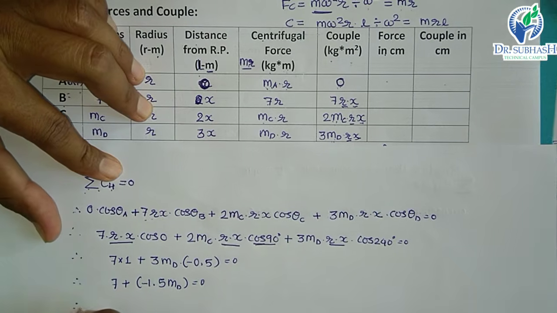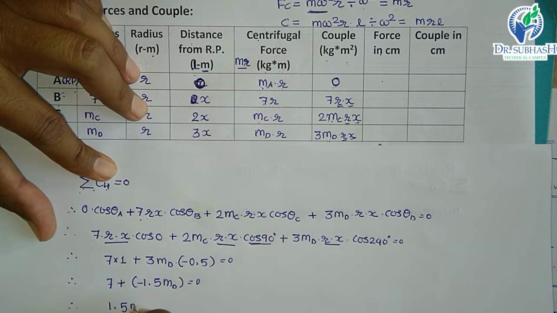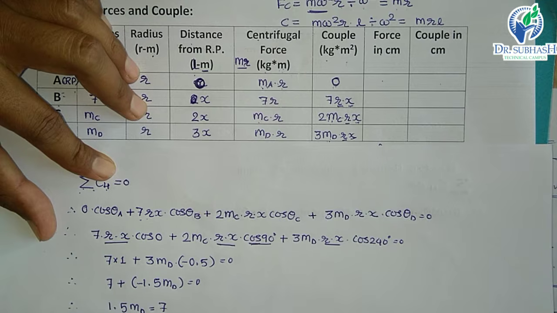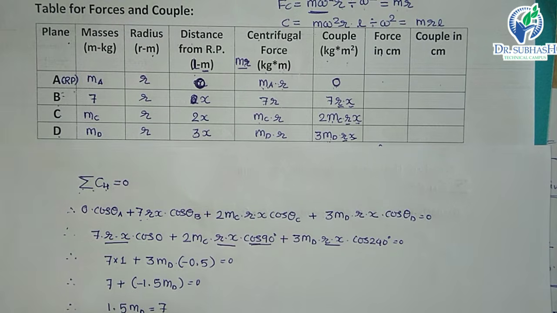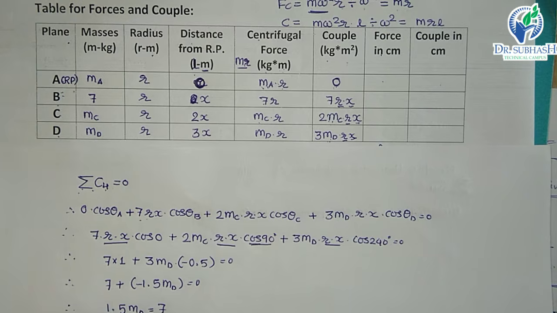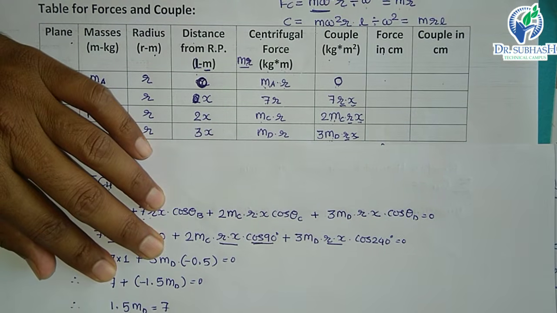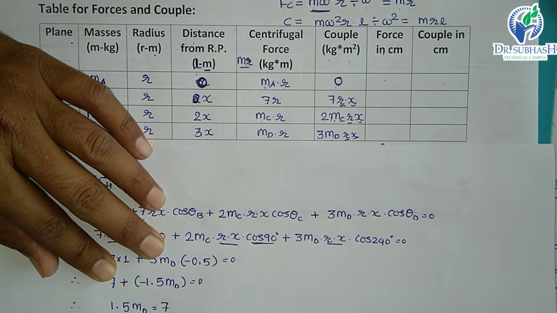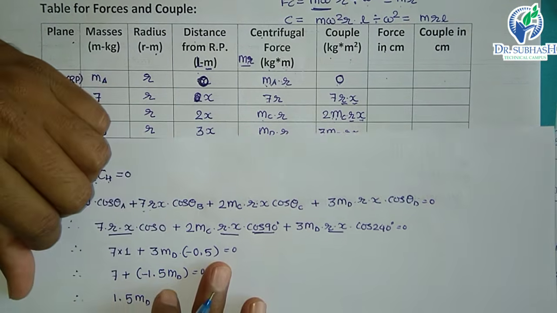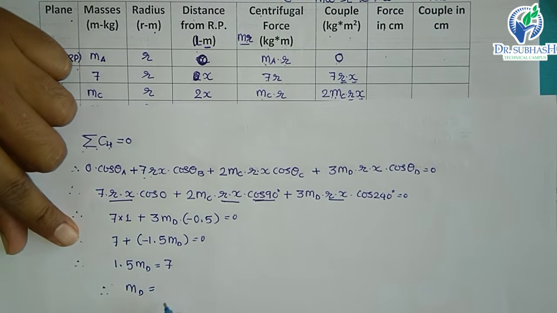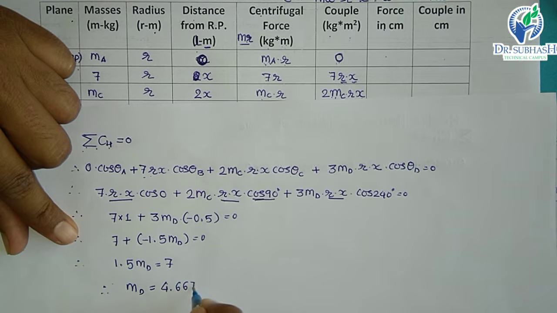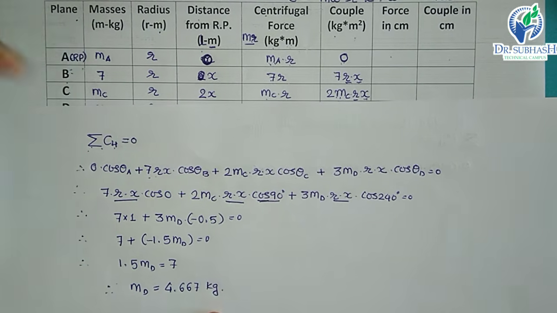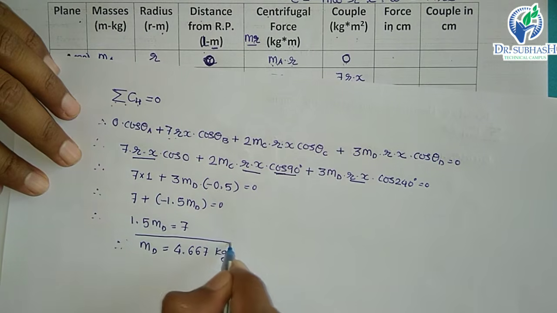So we get 1.5 MD is equal to 7. So we get MD is equal to 4.667 kg. Okay, so this is our value of MD.